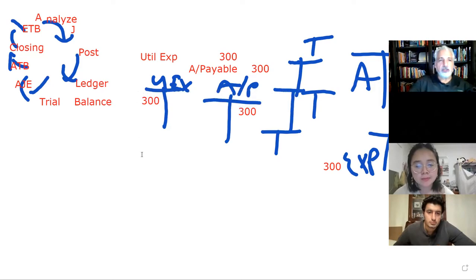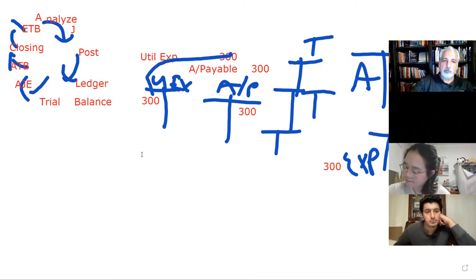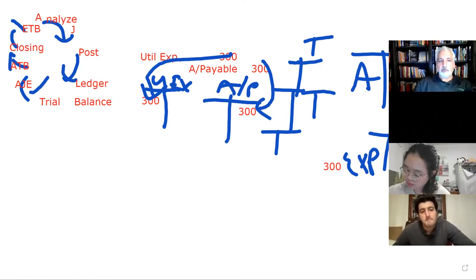So we're looking at the big picture. We analyzed the transaction. We said, oh, we got a utility bill. It's going to hit payables and expenses. I journalize it with this journal entry, and technically, I'd put a date on there and a description. Then I post it to my ledger. So my posting is actually physically putting it on the ledger page.